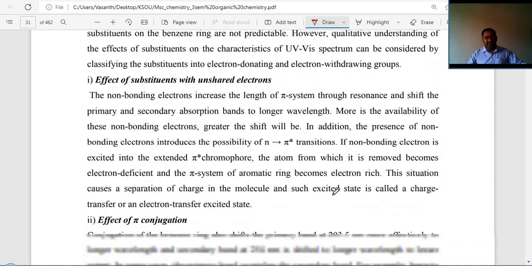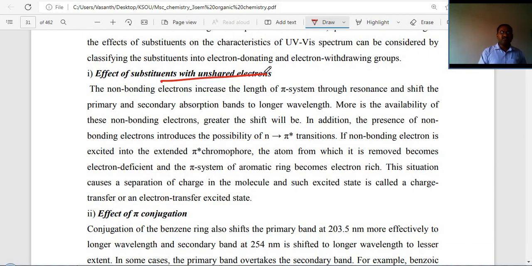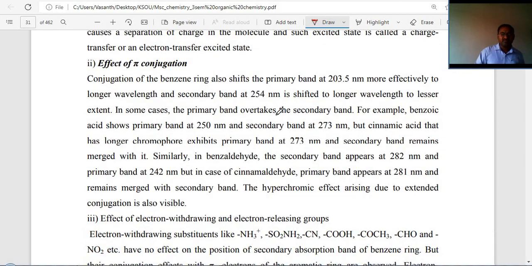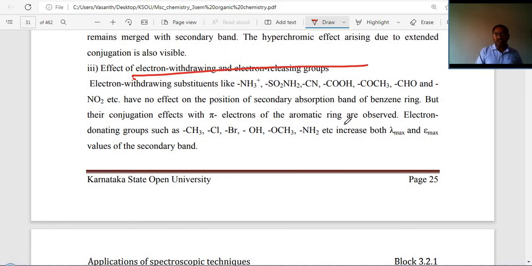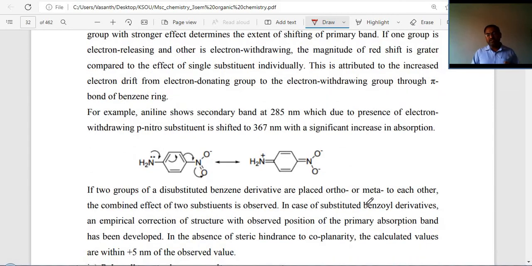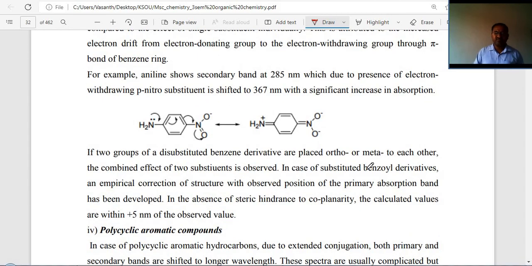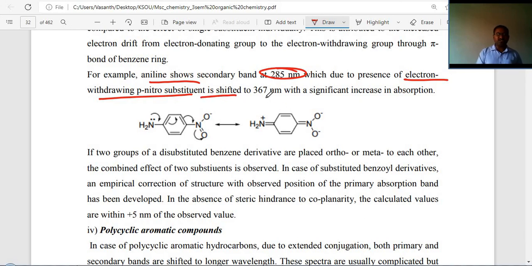For benzene and its derivatives, here also we mention the effect of substituents with unshared electrons, the effect of pi conjugation, and the effect of electron withdrawing or electron releasing groups. Generally, when we add electron withdrawing or releasing groups to benzene, it changes its absorption value. Aniline shows 285 nanometer. Due to the presence of an electron withdrawing group, a para nitro substituent, it is shifted to 367 nanometer with significant increase of absorption.